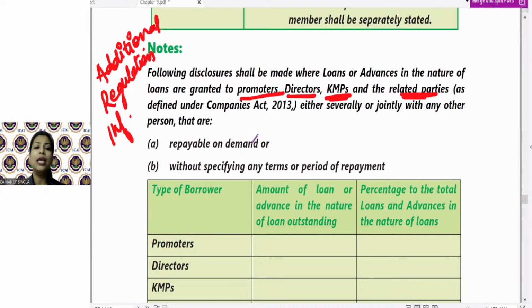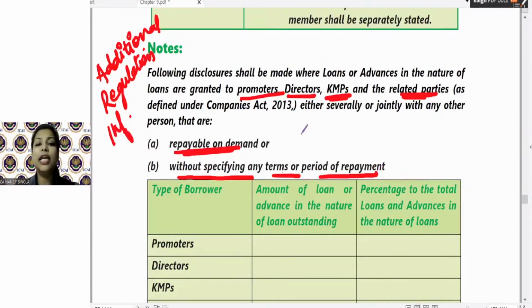Now what is this disclosure? It is very simple. That if any loan or advance in the nature of loan has been granted to 4 categories: promoters, directors, KMP or related parties, either jointly or severally, that are repayable on demand or without specifying any terms or period of repayment. So all loans and advances to promoters, directors, KMP, related party will not come here. Which loans and advances will come here? Where you have not mentioned when it is to be repaid.